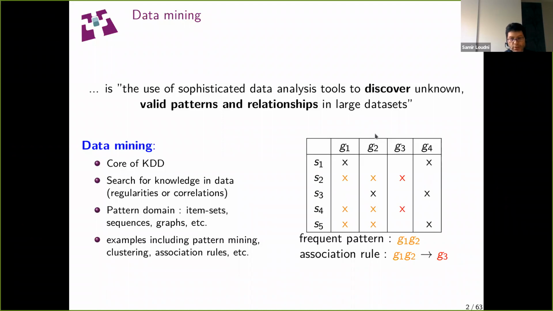For example, if we consider here the example, we have some biological situations described by a set of genes. A frequent pattern is a set of genes which are frequently found in many biological situations. For example, here we have the pattern constituted by two genes, G1 and G2. As we can see here, this pattern is frequently present in some biological situations.